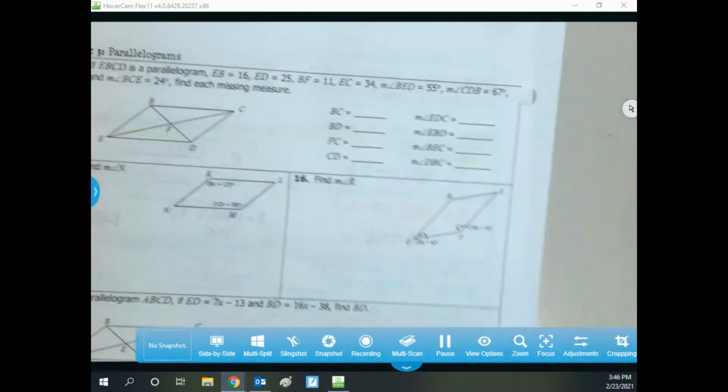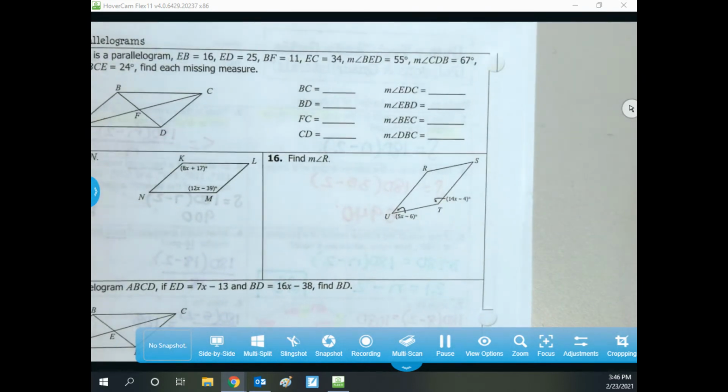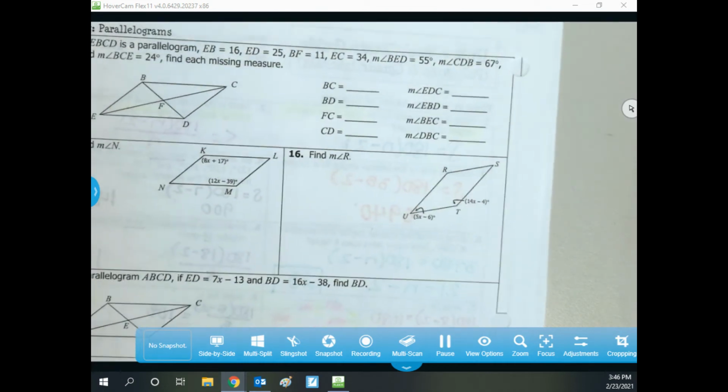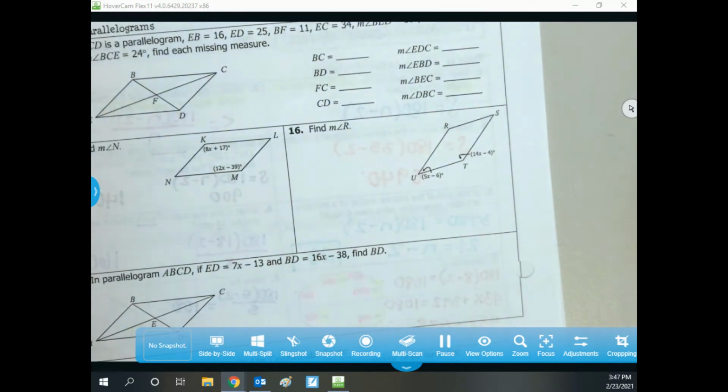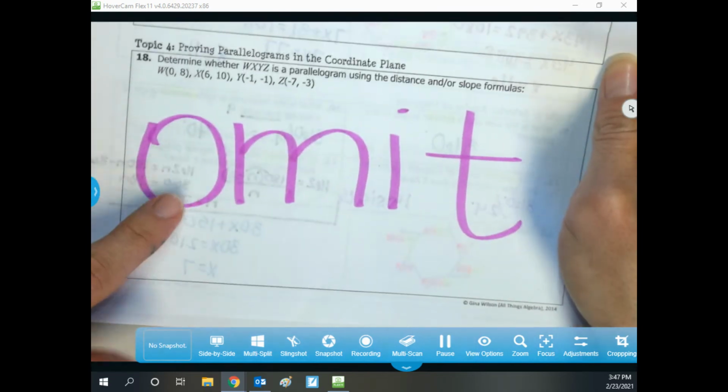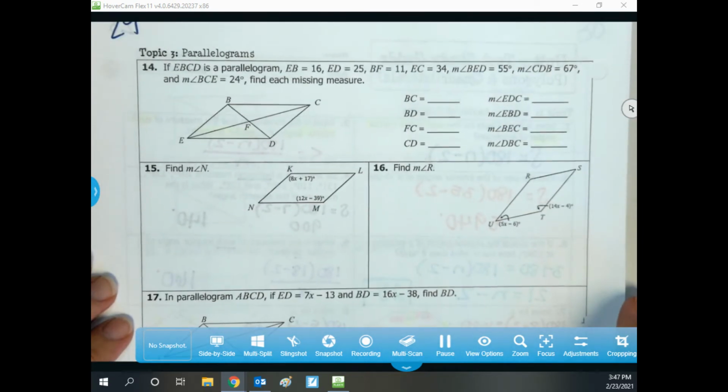On page 29, now we're going into parallelograms. We'll finish out this page on 29, and then we'll do the next 2 pages in the next video. So we'll finish out number 17. We're omitting 18. We're not doing that one. So we'll finish out 17 here and go to the next video.